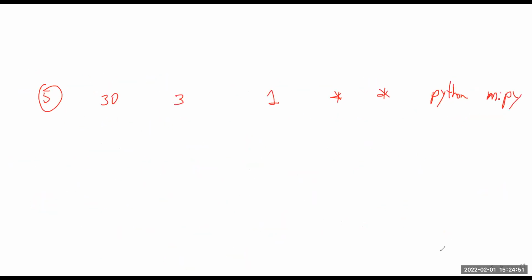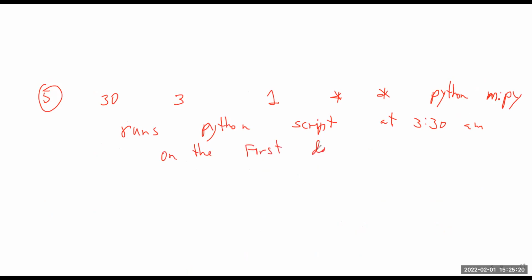So now we can say over here, runs Python script, and then we can say at 3:30 a.m., right? But the tricky part was on the first day of each month. On the first day of each month. Okay.